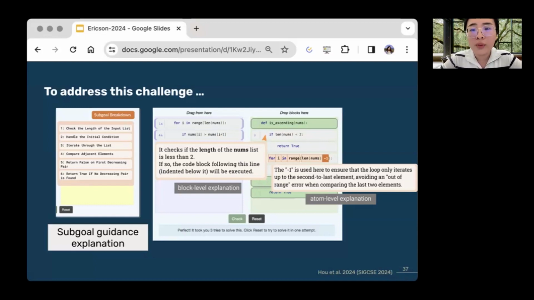The third one is atom-level code explanation. For each block in the Parsons solution, students can click on an atom, which is an individual element of the programming language, such as the keywords and statements within the code block, to receive an explanation of its text, surface, execution, and purpose.